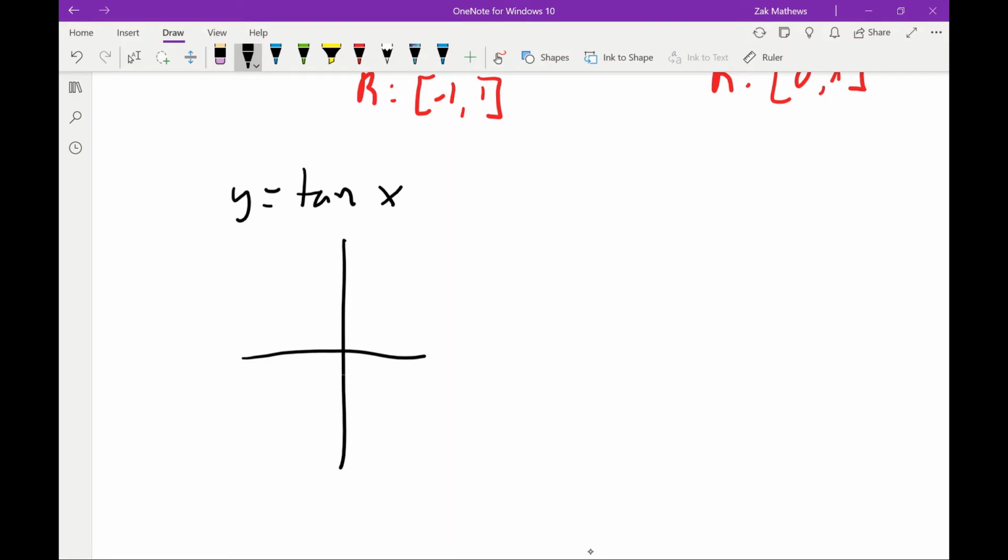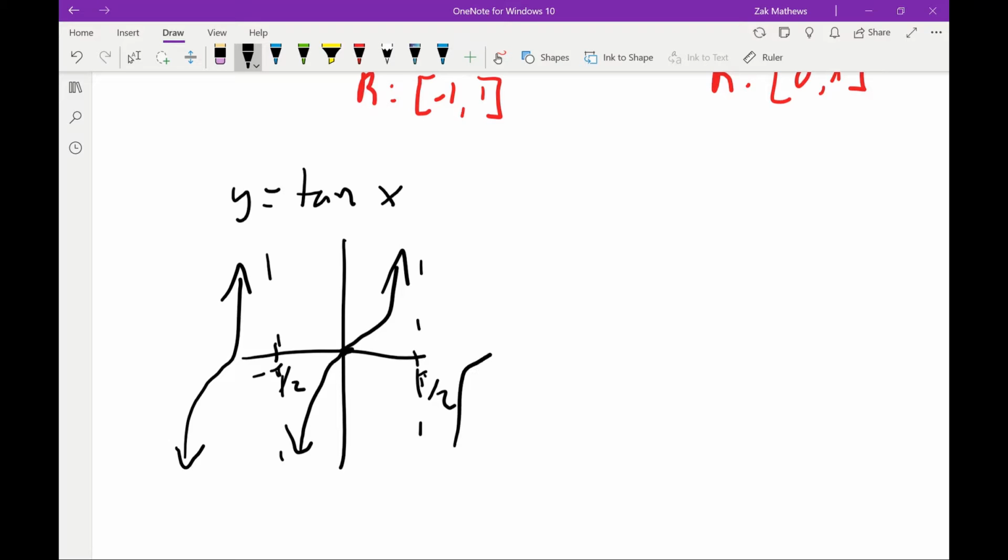So tangent goes through (0, 0). It has asymptotes at -π/2 and π/2. And of course, there are infinitely many waves. I'm just going to do a quick sketch of a couple of them. But here's the thing with tangent. It very nicely sets itself up to be restricted. Very clearly, we can have a full wave between the asymptotes of -π/2 and π/2.